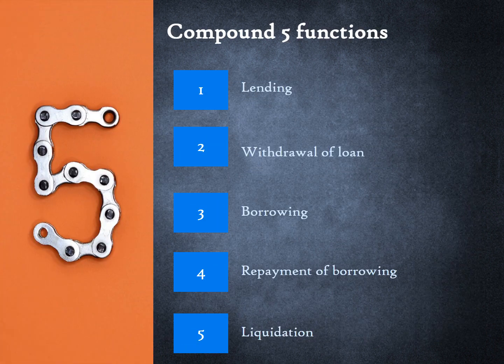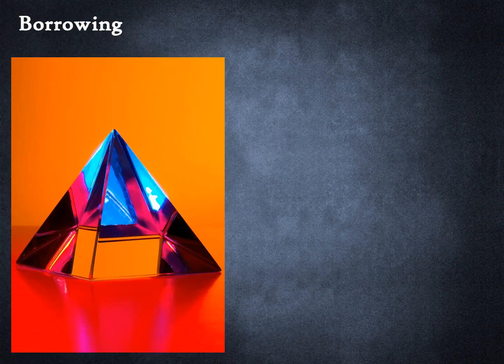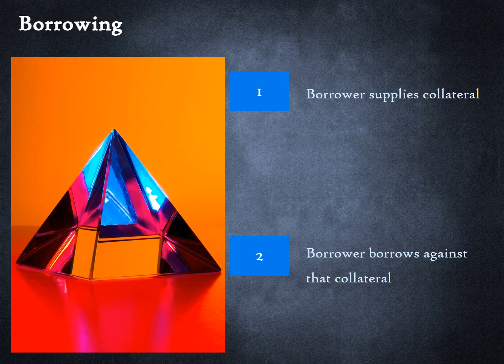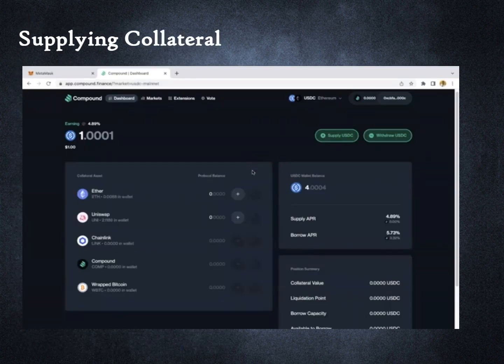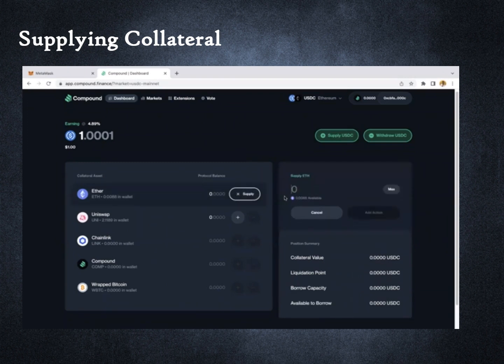We are now ready to move on to the next function in Compound, namely borrowing. Borrowing is a more complex two-step function. First, the borrower supplies collateral. Then, the borrower borrows against the collateral. On the left, we have the assets which are eligible to be supplied as collateral. Currently, my MetaMask wallet shows that I have only 2 eligible assets with a balance.